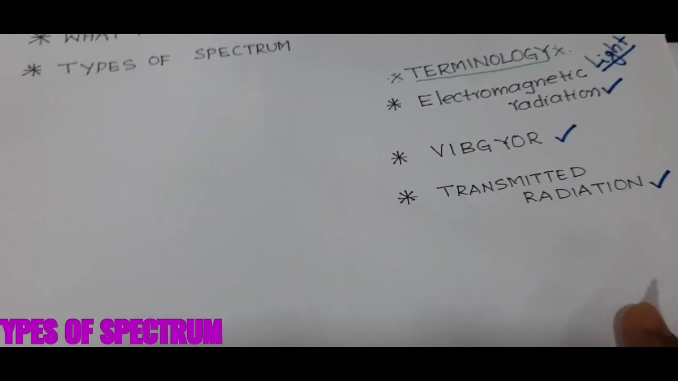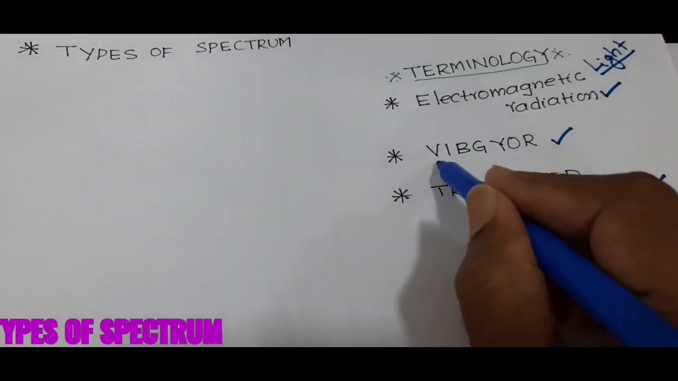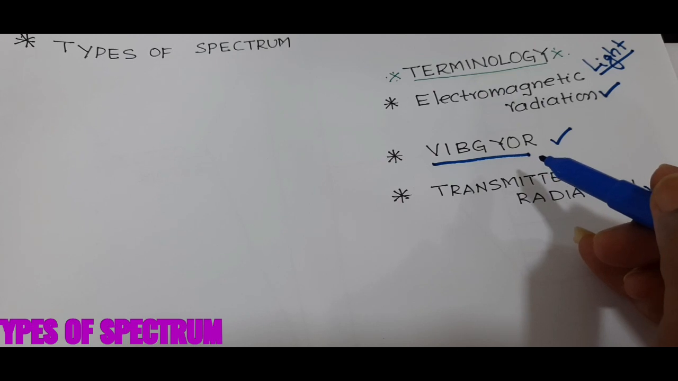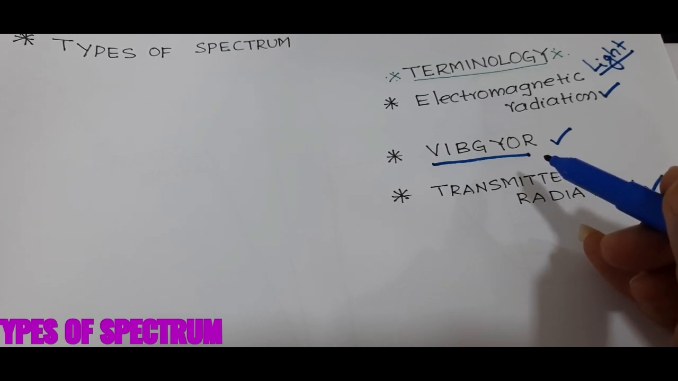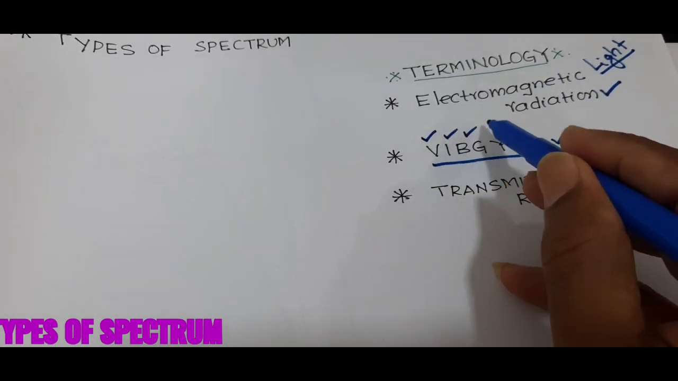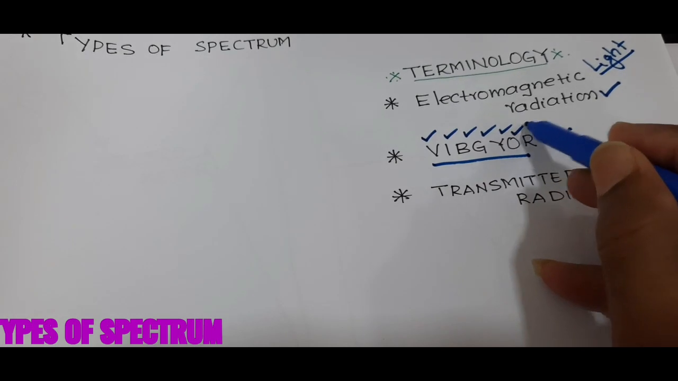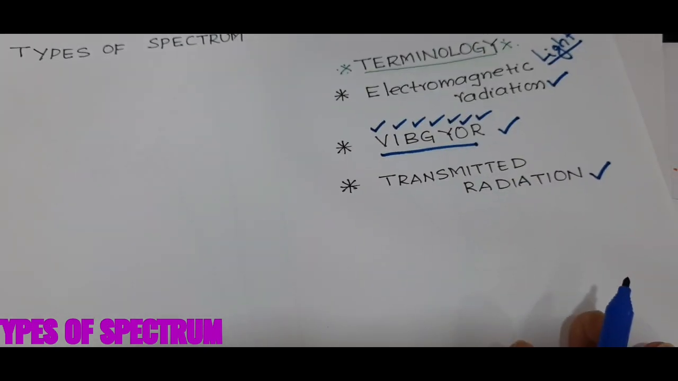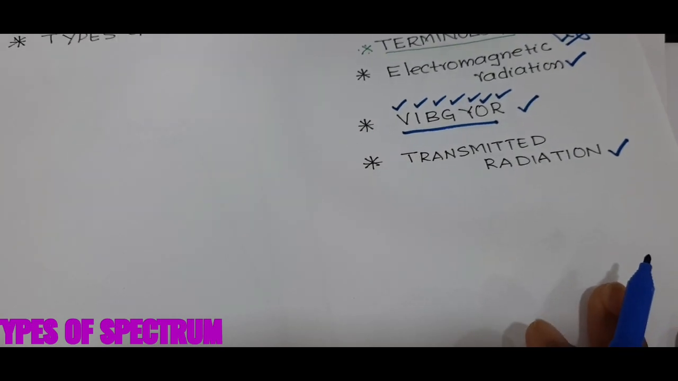What is called VIBGR? VIBGR is the visible light, that means what is present in the light, called white light or VIBGR. It is made up of violet, indigo, blue, green, yellow, orange, red. That is called VIBGR. And then what is called transmitted radiation?